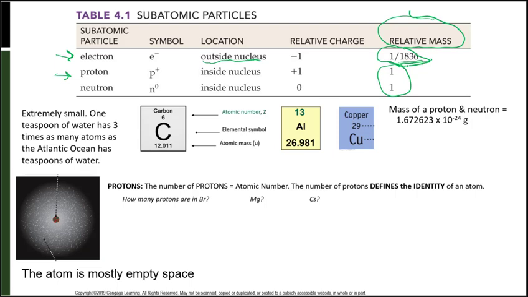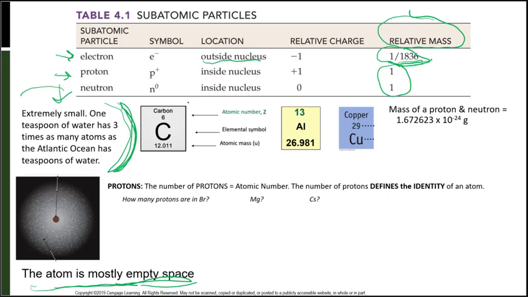So, looking at this, here's our atom. The atom is mostly empty space down here. We know atoms are extremely small. 1 teaspoon of water has 3 times as many atoms as the Atlantic Ocean has teaspoons of water. Isn't that crazy? So that just gives you some perspective.